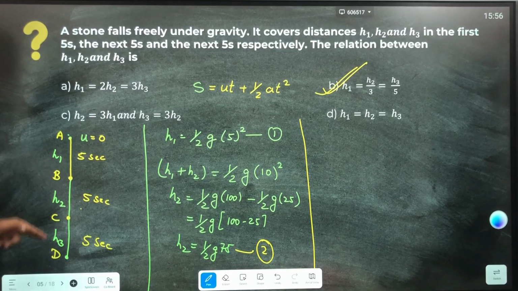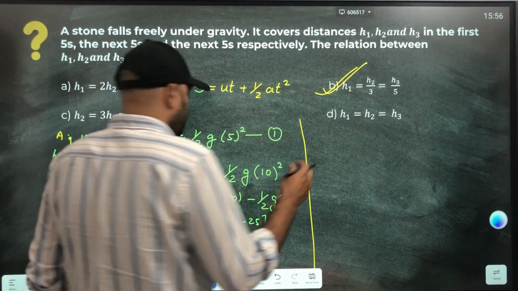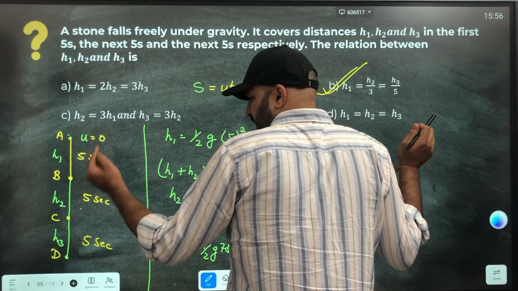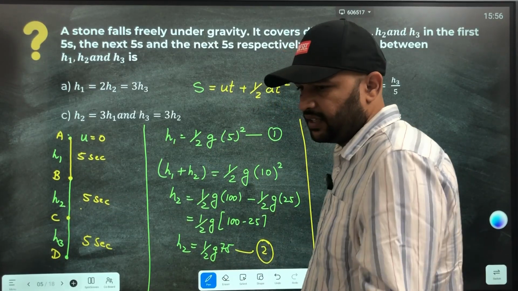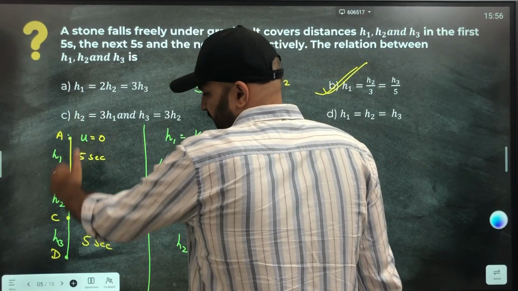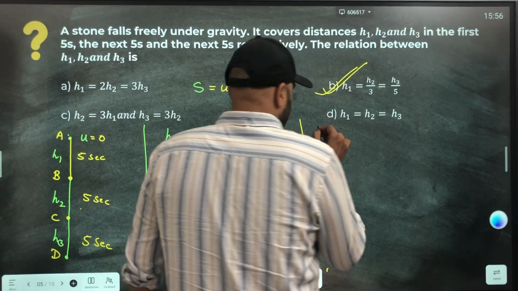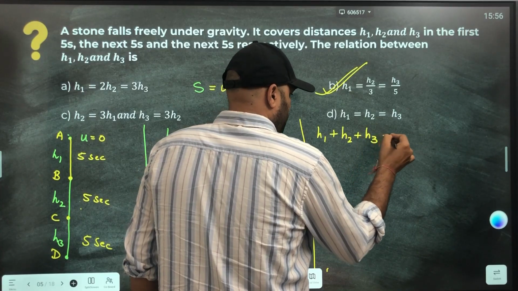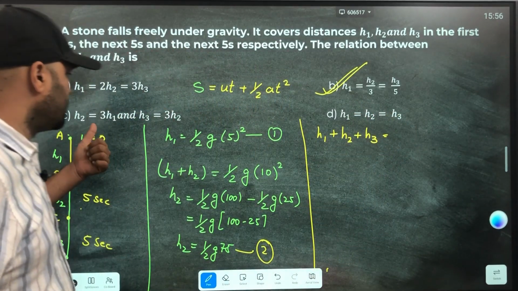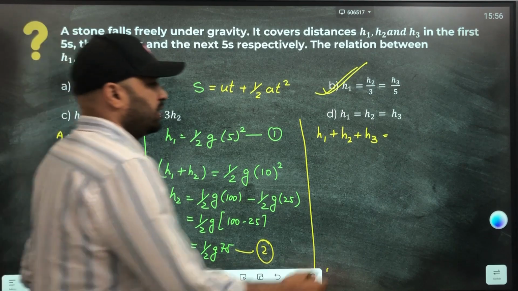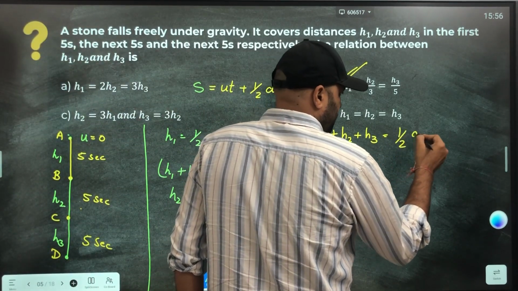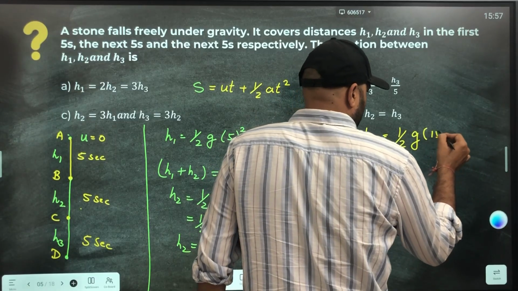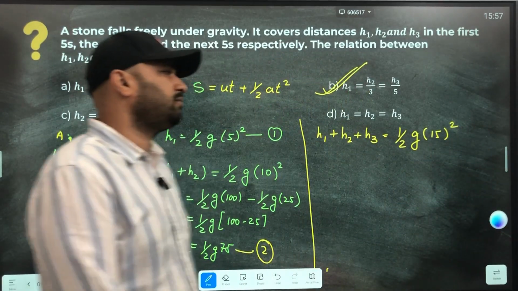Let's figure out our h3. How do we find h3? Now again, the first option is to find the initial velocity at point C. That will increase our workload. Better is to find directly A to D. And what is A to D? U is, in this case, 0, and half g t square. What's the time? So 5 plus 5 plus 5, that's 15 square. I hope this is clear.